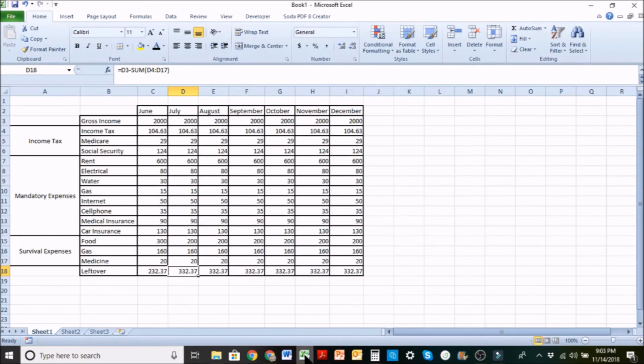I hope you all enjoyed this tutorial on how to make a budget calculator in Microsoft Excel.